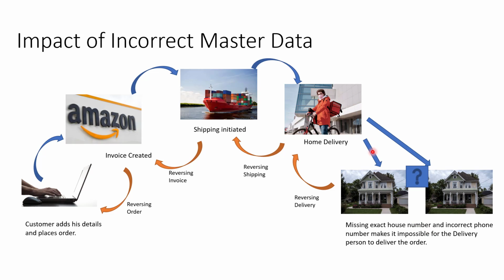He is very desperate because it has come all the way from there to here and he just needs to know which one it is. But he has no other option but to give it back. So he returns it, then reverse shipping happens, then the invoice is reversed because your phone number and address are wrong, and then it goes back to you for corrections. You correct it, then you place the order again, and then it gets delivered.